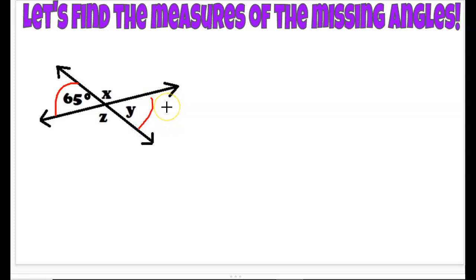We know vertical angles are congruent to each other. Remember, congruent means equal in measure or size. So this angle is 65.